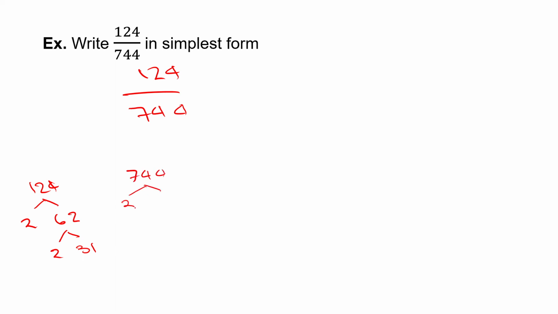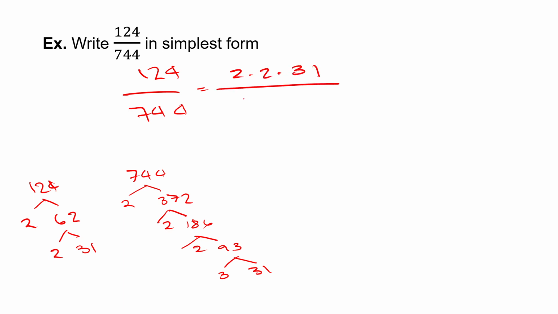It's 2 times 372, 2 times 186. 186 is 2 times 93. 93 is 3 times 31, and 31 is a prime number, so we stop here. Now we can rewrite 124 as 2 times 2 times 31, and 744 is 2 times 2 times 2 times 3 times 31.